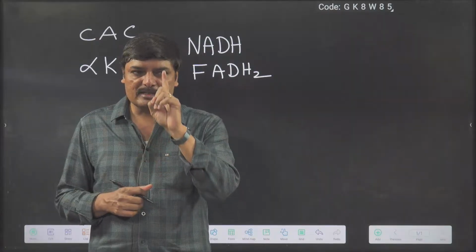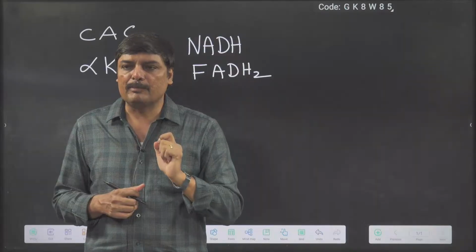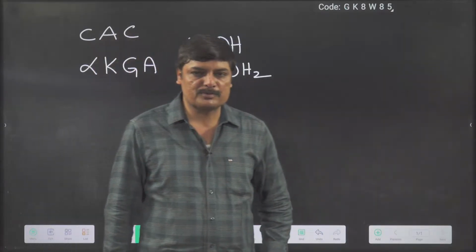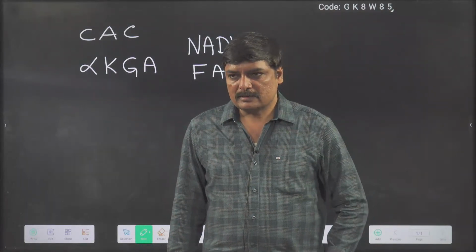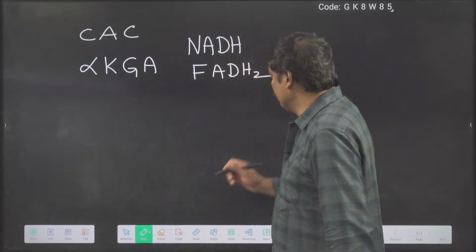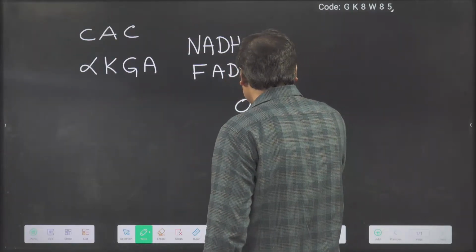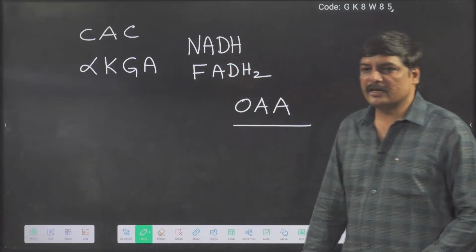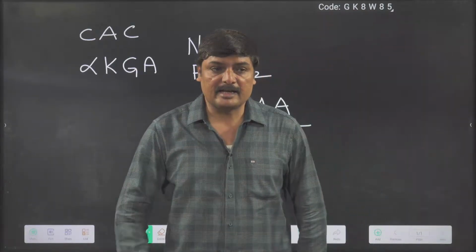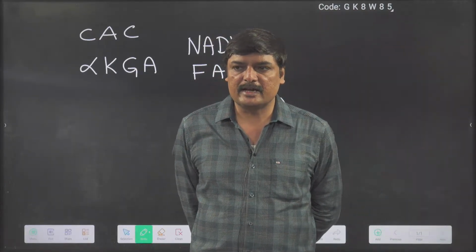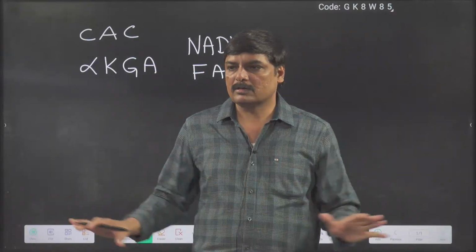Finally you can say, what is the starting compound and ending compound of Krebs cycle? Yes, OAA means oxaloacetic acid, or oxaloacetate, a 4-carbon compound. That is the starting and ending compound. Okay, that's all.